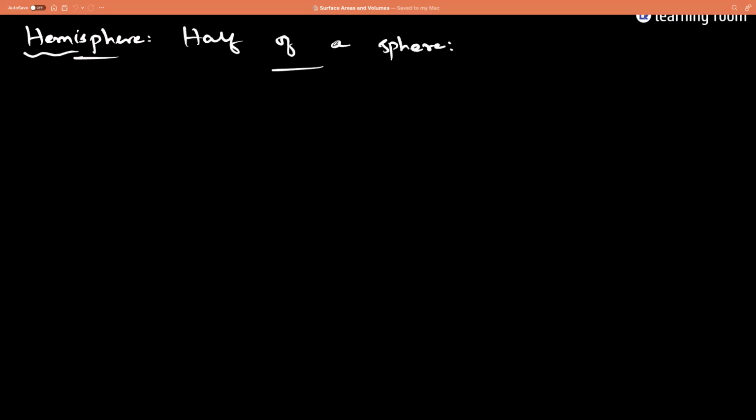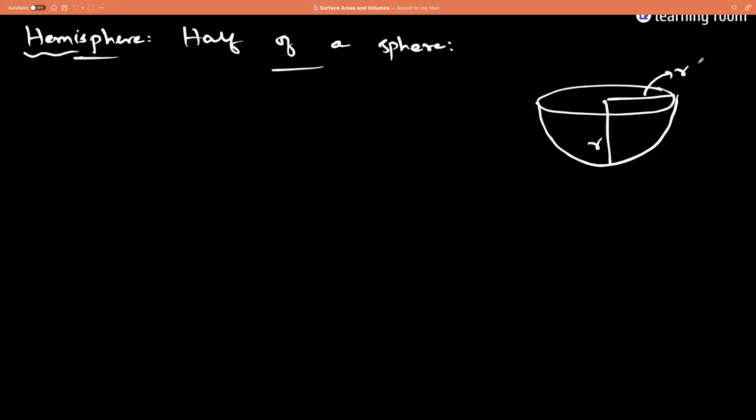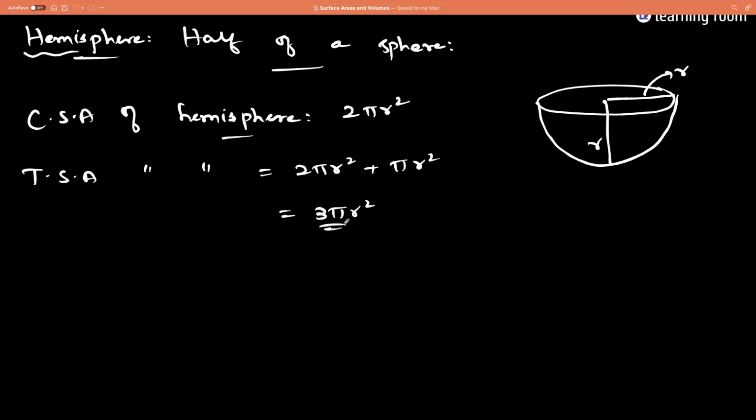So the next concept is the hemisphere, right? What is a hemisphere? A hemisphere is half of a sphere. When a sphere is broken into two equal parts, each is called a hemisphere. If I take a bowl like this, this is a hemisphere. If this distance is r, this distance will also be r. Now, what is going to be the area of a hemisphere? The curved surface area of a hemisphere will be equal to 2 pi r square, and the total surface area is 3 pi r square.